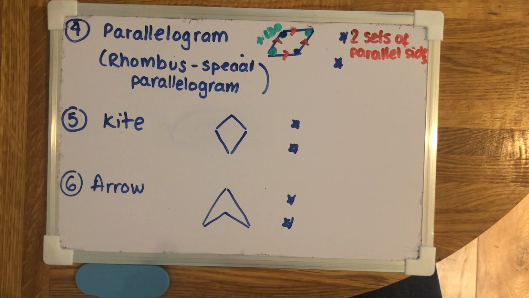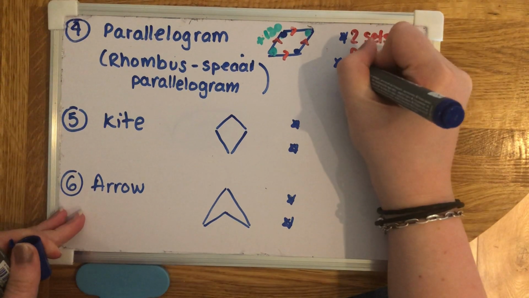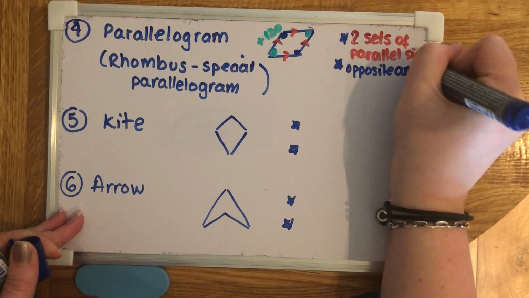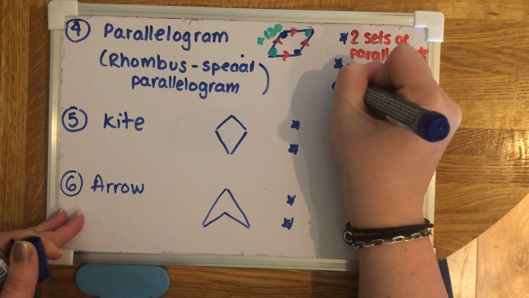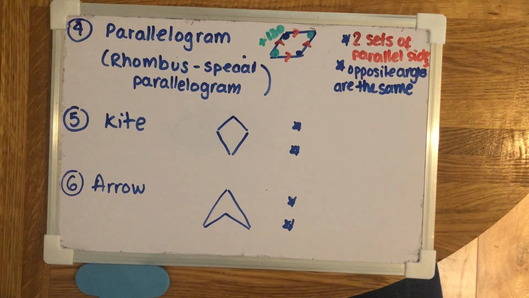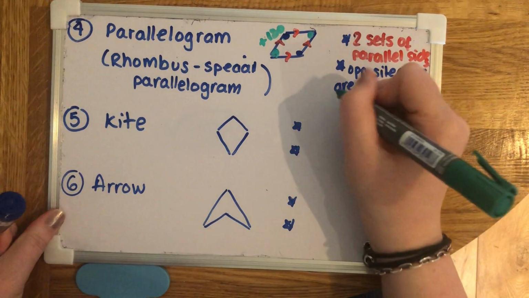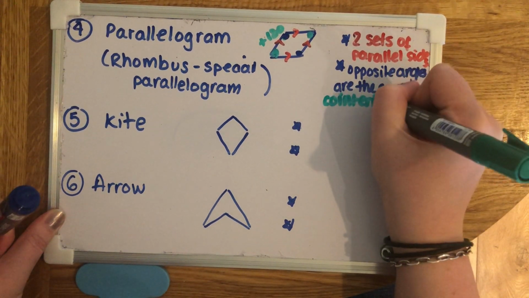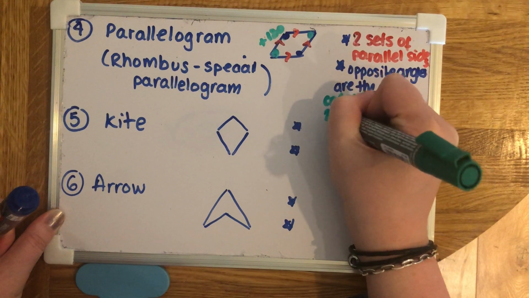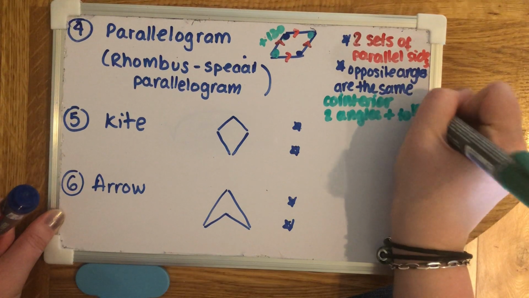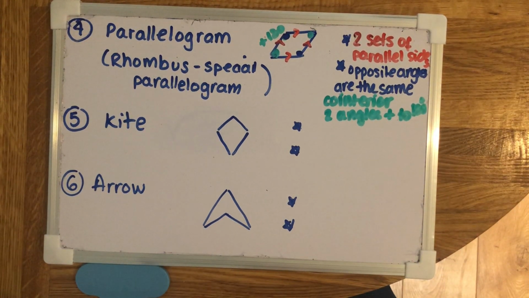Okay, so I'm going to write both of those points down. So start with the opposite angles are the same. Okay, and then also co-interior, so two angles add to 180. Bit of a fuzzy pen. Okay, so that's two rules that you need to remember.